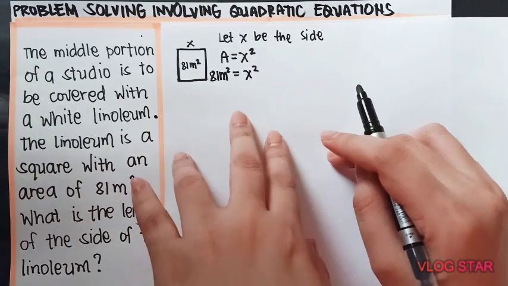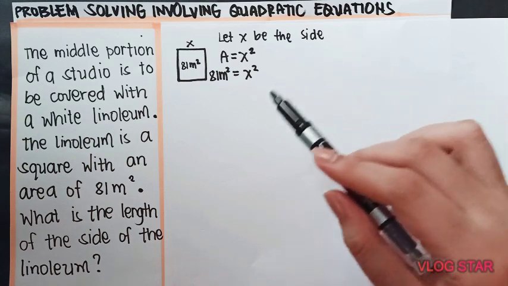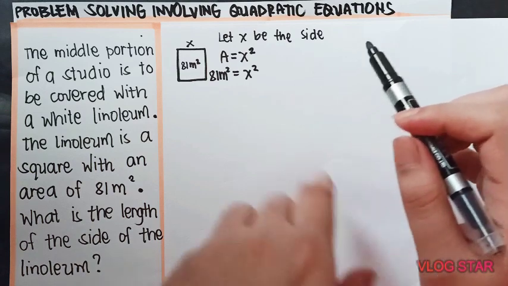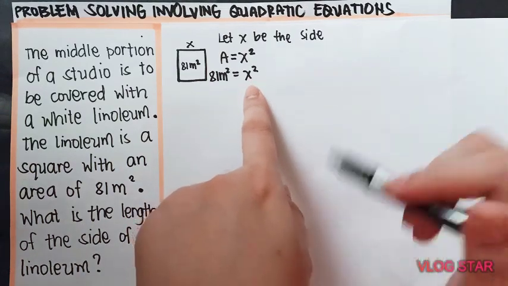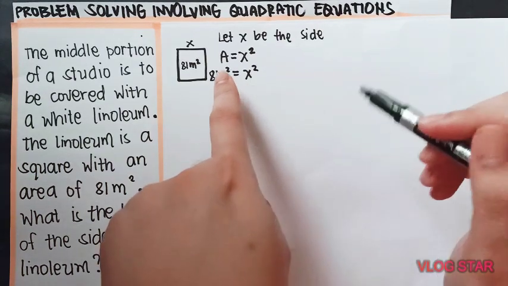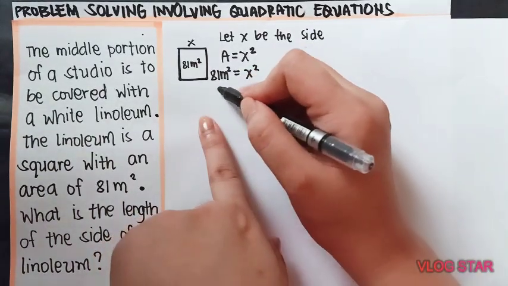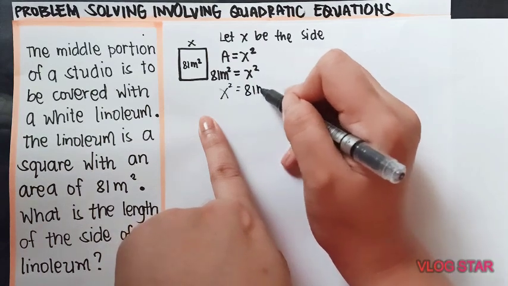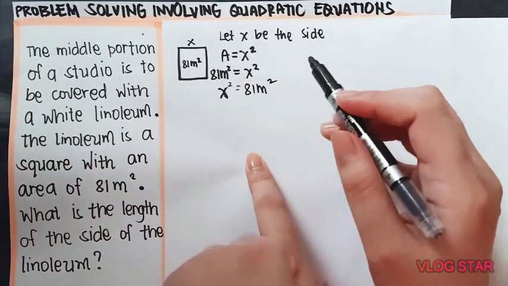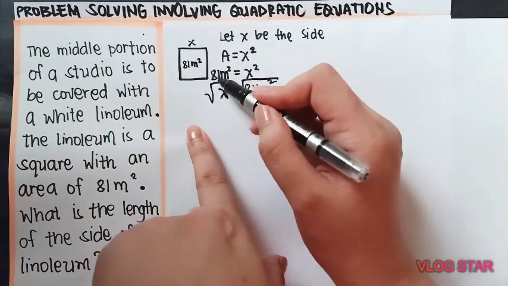And we can actually solve this using one of the methods that we have discussed before in solving quadratic equations. We will solve this using extracting the square root since b is missing, or b is equal to 0. So we have here the ax squared and c. Do not be confused, m here represents the unit, okay? So we can write this as x squared equals 81 meters squared. If we're going to solve for x, we can get the square root of both sides of the equal sign, and then we can cancel this out.